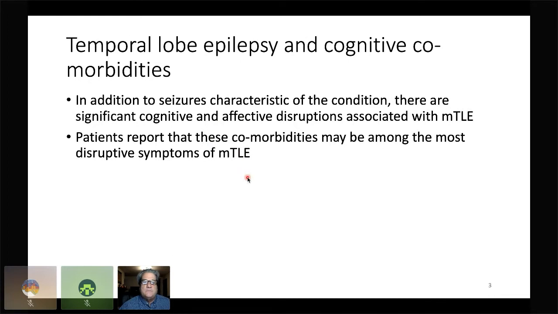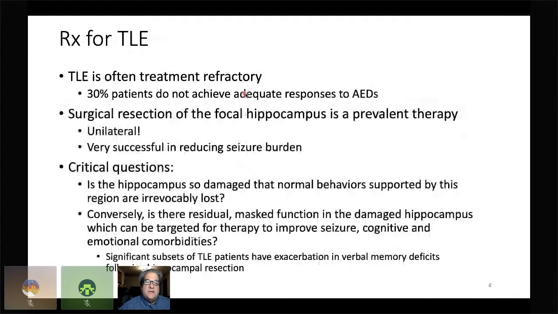They may be generating seizures, but on a tonic level, they're also disrupting normal functions of the hippocampus. As Ethan alluded to, the therapy for TLE is surgical resection of the focal hippocampus. This happens quite frequently because many patients do not achieve adequate control by conventional anti-epileptic drug therapy. This is a very successful treatment in terms of reducing seizure burden. However, significant subsets of these patients exacerbate their verbal memory deficits after the resection. They already have deficits and they get a little worse after the resection. And this is true for both pediatric and adult cases.